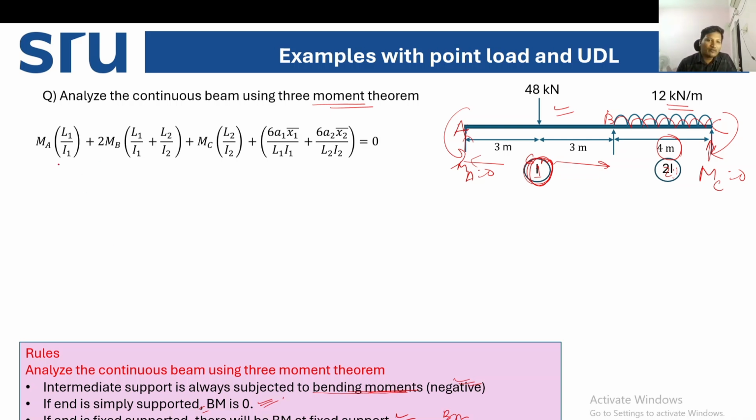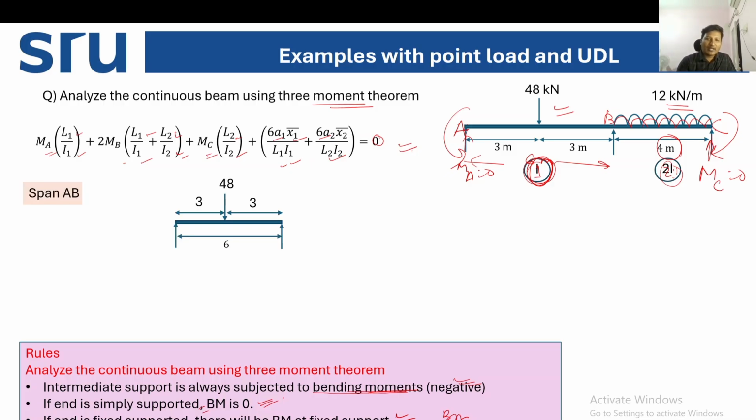Now just write down the formula. See the previous formula we discussed: there was no I value, but here the I value comes into the formula because it is given in the question itself. It has two different I values, so the formula is slightly modified. That is MA L1 by I1 plus 2 MB (L1 by I1 plus L2 by I2) plus MC L2 by I2 plus 6 A1 X1 bar by L1 I1 plus 6 A2 X2 bar by L2 I2 is equal to 0. This formula we are going to use to solve this particular problem.